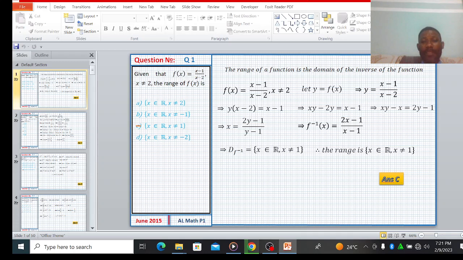Now we see that if x is equal to 1, the denominator becomes 0, because we will have 1 minus 1, which is 0. Hence, C is the right answer, where x belongs to the set of real numbers such that x is different from 1. So if that be the case, C is the proper answer.